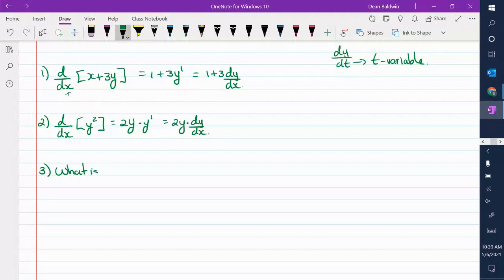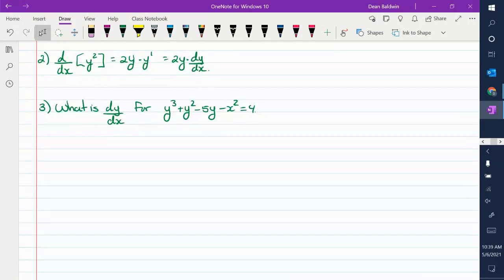What is dy dx for this thing? Y cubed plus y squared minus 5y minus x squared is equal to 4. So we do the derivative of the whole thing, both sides of the equation.